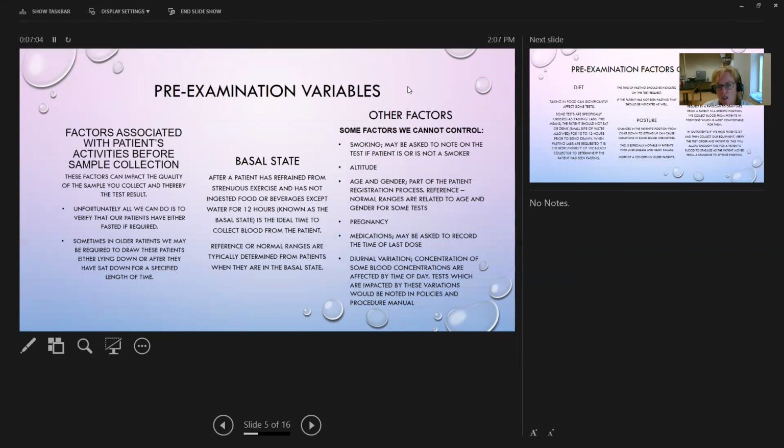On some inpatients, the timing of the collection is very specific. You may be asked to draw 2 hours after the IV infusion is done. You may be asked to draw right before the IV infusion starts. And you should always note this on the requisition.